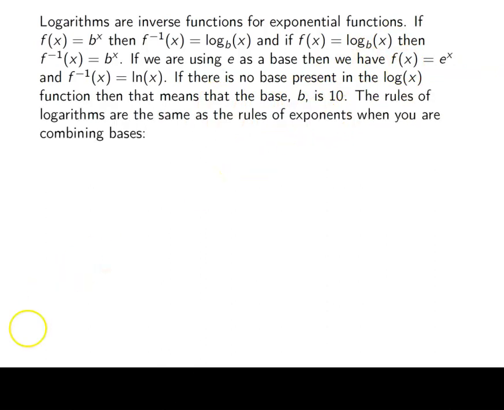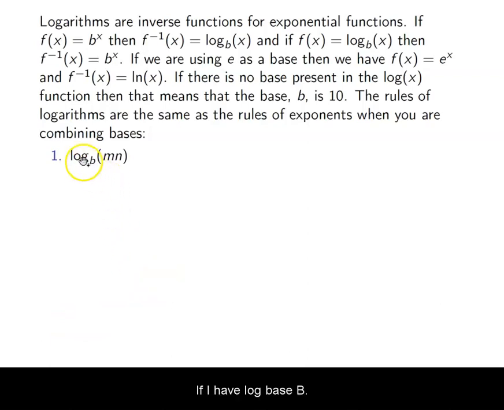There are properties of logarithms, rules of logarithms. They're actually pretty easy to remember if you remember your rules of exponents. So when I teach these rules of logarithms, I like to relate them to the rules of exponents, which we went over in the last section.